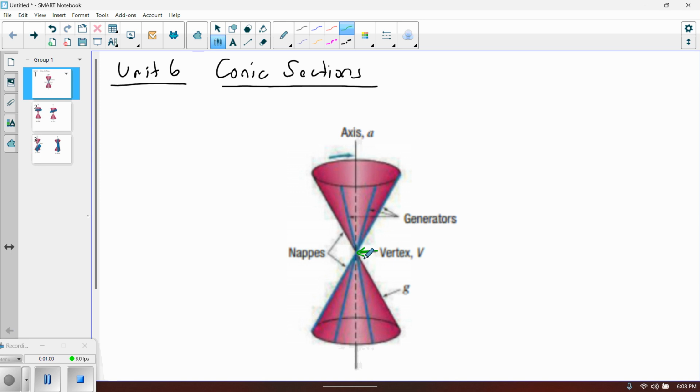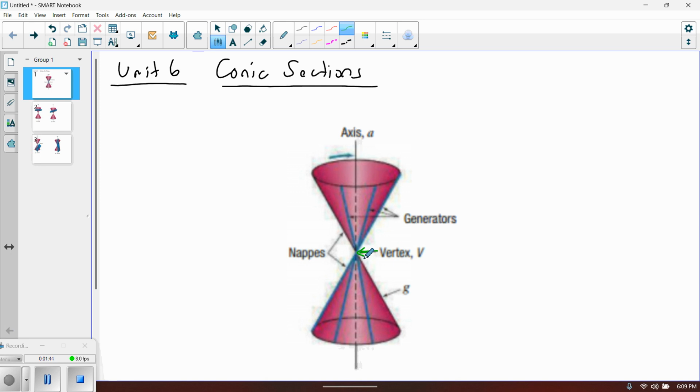The upper and the lower parts of the cone are both called nappes, N-A-P-P-E-S. The upper one is called the upper nappe, and the lower one is called the lower nappe. The way a cone is actually formed: if you take a vertical line, which they call axis A, and then take any other line and intersect it with that vertical line, as long as they are not perpendicular, and then you revolve it around the axis. That's a little too much to show graphically. There are some good YouTube videos out there which show the actual revolution of that. But basically, you've got a cone that faces up and another cone that faces down.